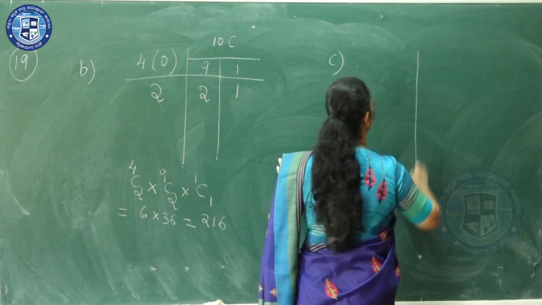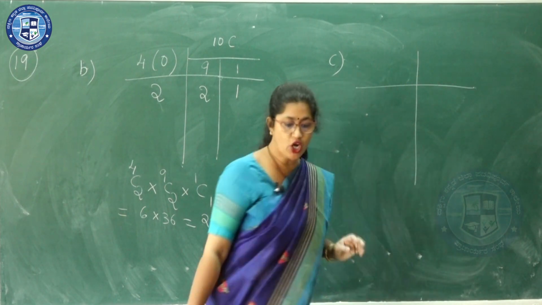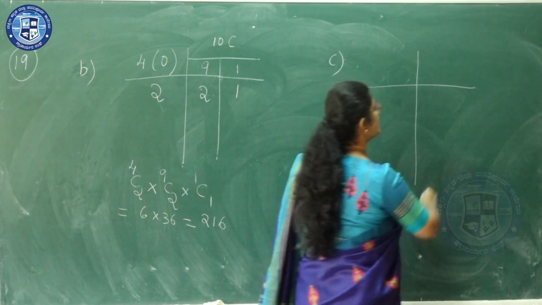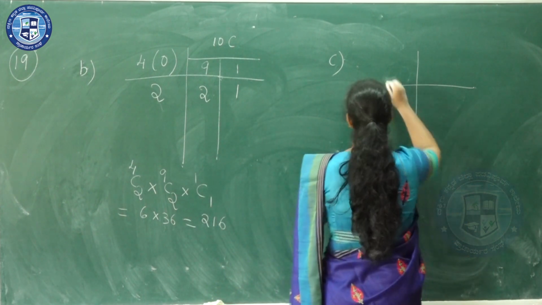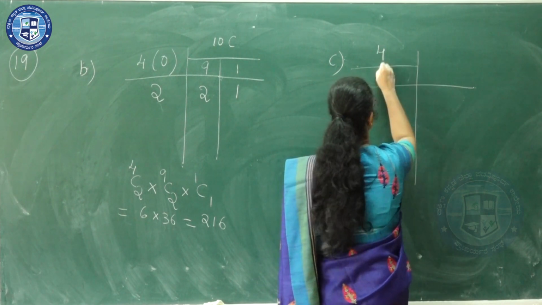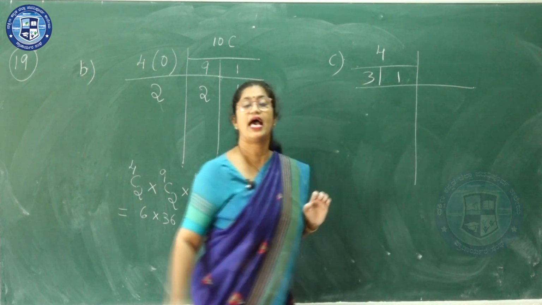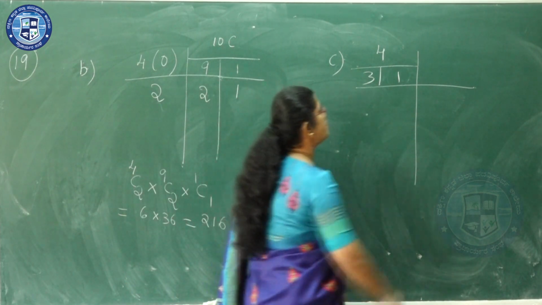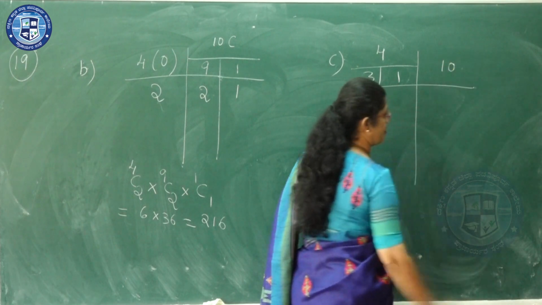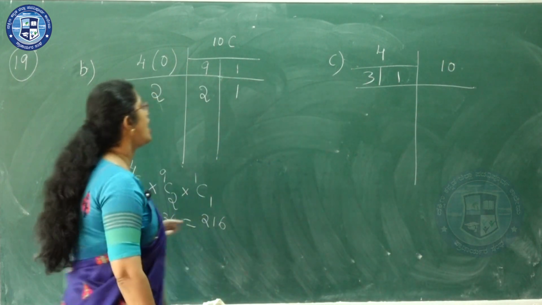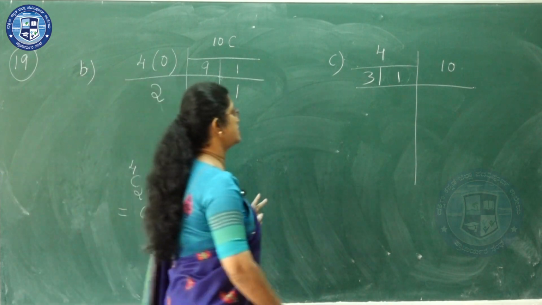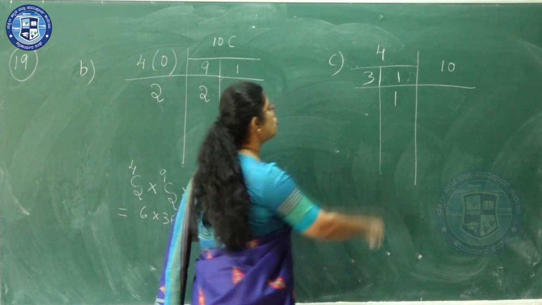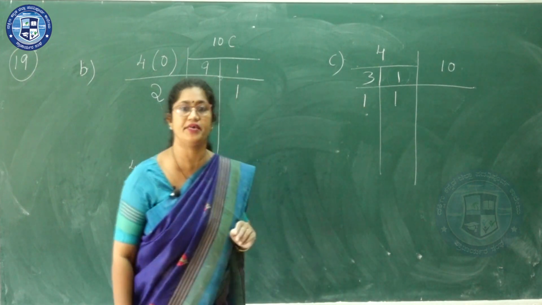Now what does option C say? According to option C, one particular officer must be in the committee. So totally there are 4 officers. Out of them, split them as 3 and 1. One person must be in the committee, and here there are 10. How many should I choose? I have to choose 2 officers. In the 2 officers, 1 is already chosen. So I need to choose 1 more from here.